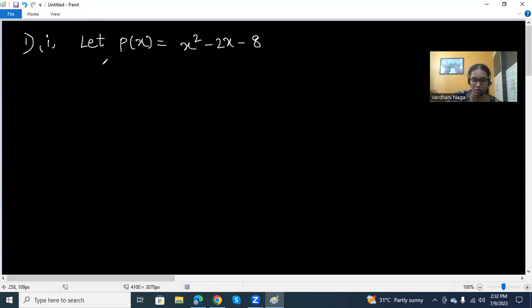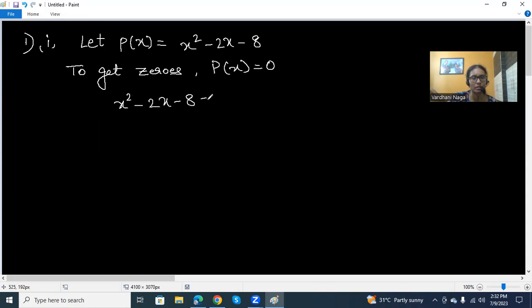The question number 1, given one polynomial, let us take it as p of x is equal to x square minus 2x minus 8. This is the polynomial given. You need to find out the zeros of the polynomial. So to get the zeros, put p of x is equal to 0. So x square minus 2x minus 8 equal to 0.